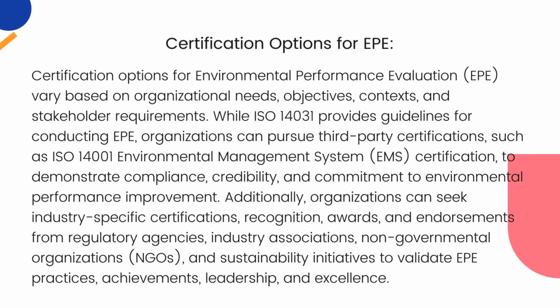Certification options for EPE. Certification options for environmental performance evaluation, EPE, vary based on organizational needs, objectives, contexts, and stakeholder requirements. While ISO 14031 provides guidelines for conducting EPE, organizations can pursue third-party certifications, such as ISO 14001 Environmental Management System (EMS) certification, to demonstrate compliance, credibility, and commitment to environmental performance improvement. Additionally, organizations can seek industry-specific certifications, recognition, awards, and endorsements from regulatory agencies, industry associations, non-governmental organizations, NGOs, and sustainability initiatives to validate EPE practices, achievements, leadership, and excellence.